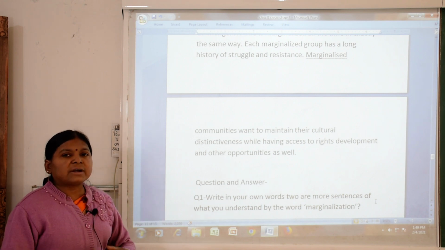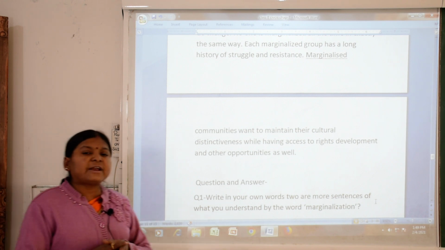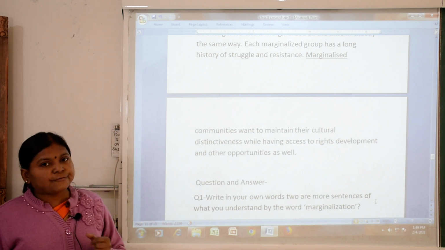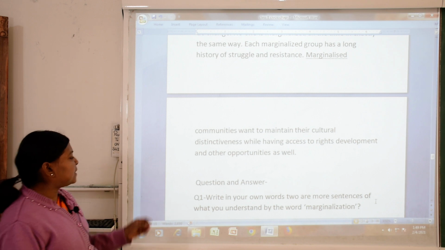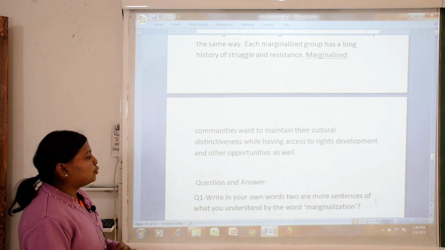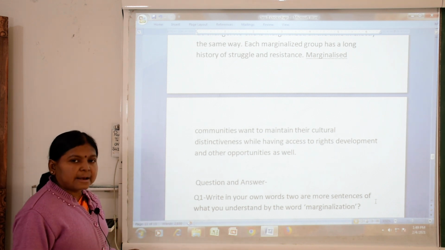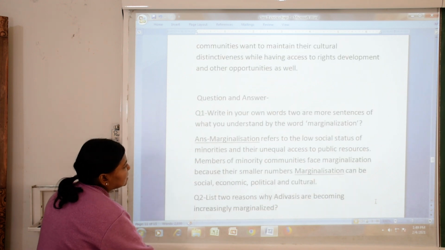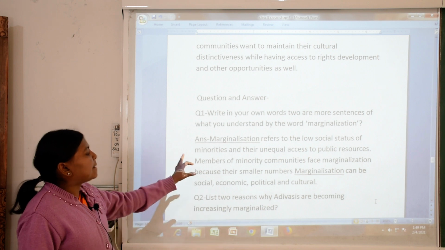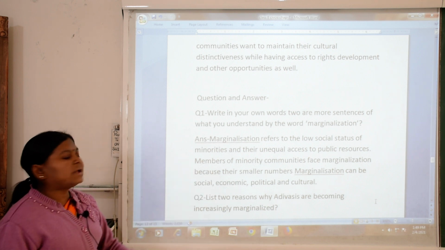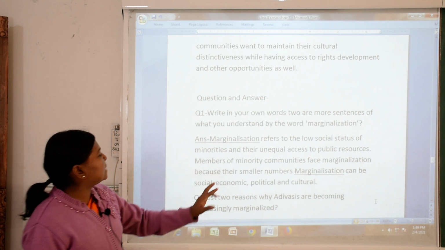So you have studied what marginalization is, which different groups there are in our country, how they differ, and what their rights are. Now see the question and answer. First one: write in your own words, in two or more sentences, what you understand by the word marginalization. It refers to the low social status of minorities and their unequal access to public resources.